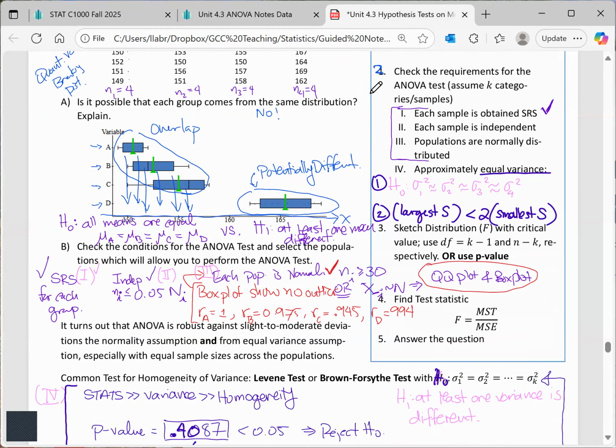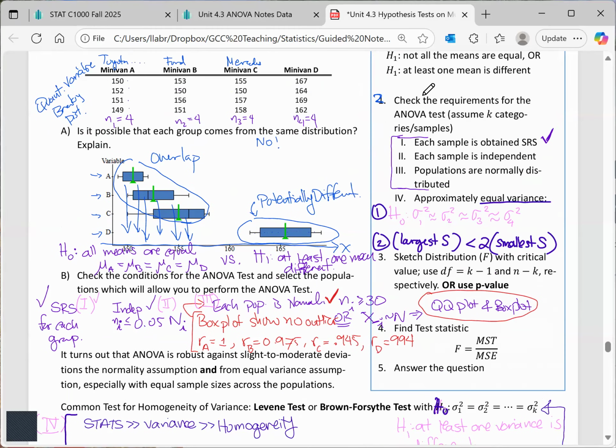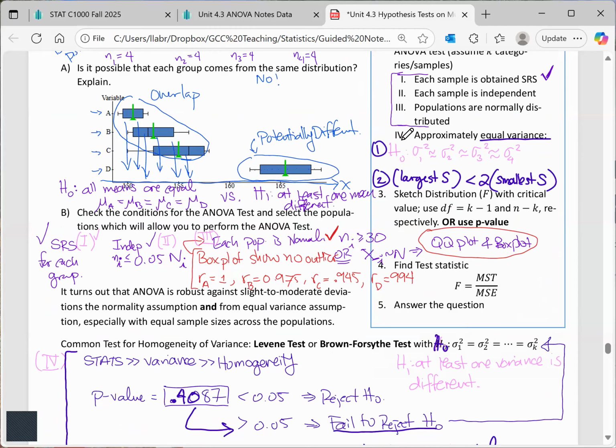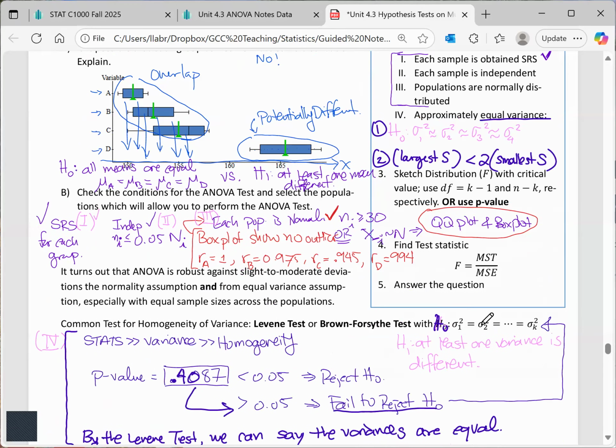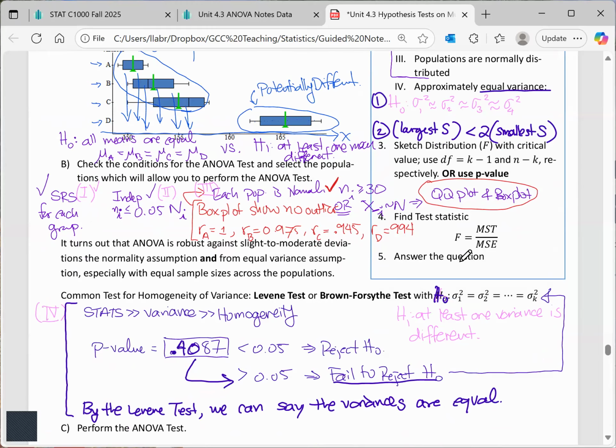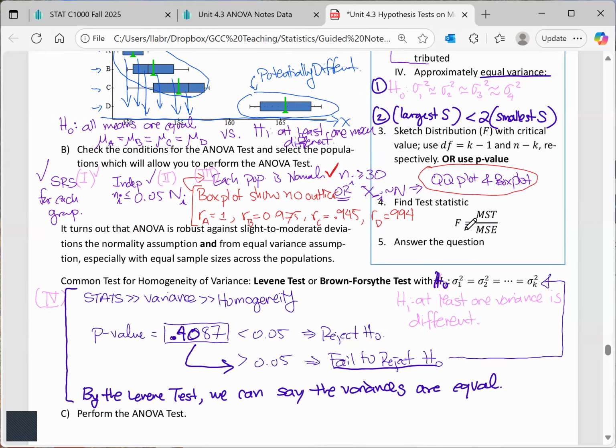This takes a lot of time, again, checking the requirements. But again, the first 3 you've already done. The 4th one is new, and that's a new hypothesis test to check whether the variances are equal, or you can just use the rule of thumb. I recommend you use the Levene test because it's actually easy to find. And let me go ahead and show you guys why.